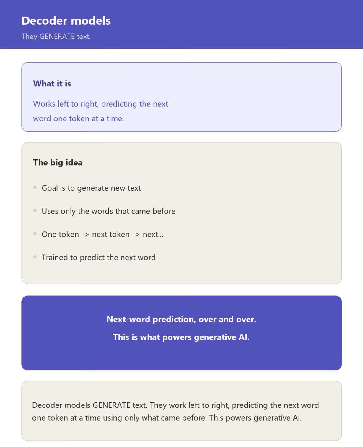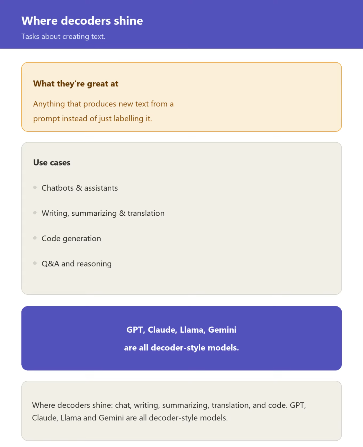Now decoder models. A decoder works left to right, predicting the next word one token at a time, using only the words that came before it. This simple game of next word prediction is what powers generative AI. That's why decoders are great at generating text, chat, writing, code, summaries, and translation. GPT, Claude, Llama, and Gemini are all decoder-style models. If your task is to create new text, you want a decoder.